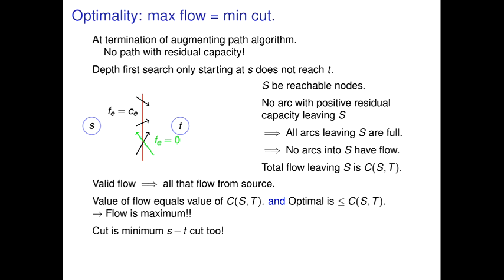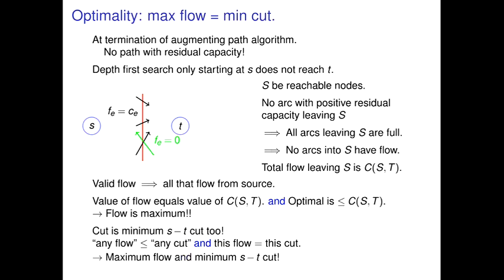Okay? So this is called the max flow min cut theorem. Any flow is less than or equal to any cut. This flow is equal to this cut, and therefore it is the maximum flow and the minimum cut. So this is very nice. It's a very combinatorial algorithm that's really doing some sort of linear algebra underneath, in terms of this linear program.